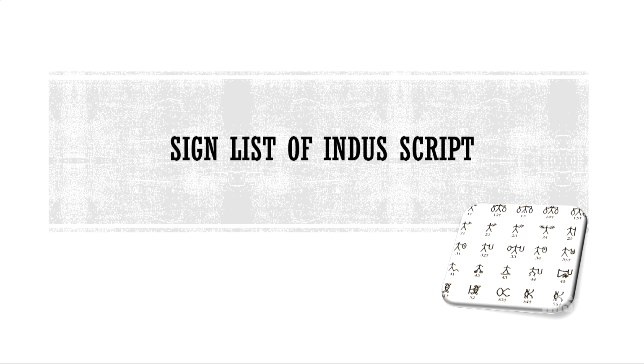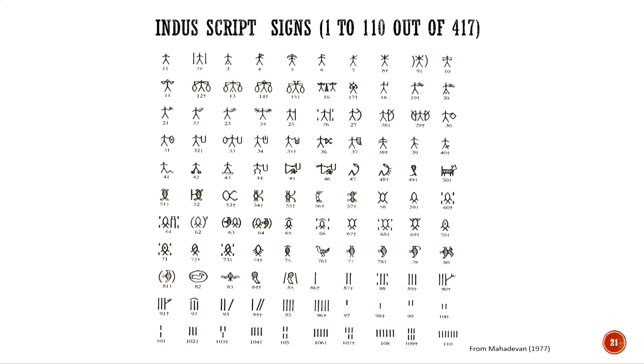So, before I start the discussion on computational studies, I would just quickly like to cover two important aspects about the script: one is the sign list, and secondly the direction. The sign list of the Indus script looks something like this. We have been using Mahadevan's corpus for analysis, and this is a quarter of the sign list. There are about 417 signs in the sign list, and 4 such panels make the complete sign list. Now you can notice over here that each sign is identified by a number.